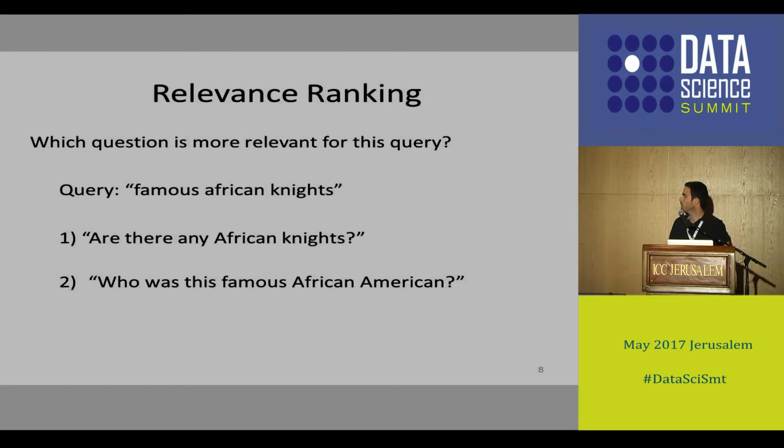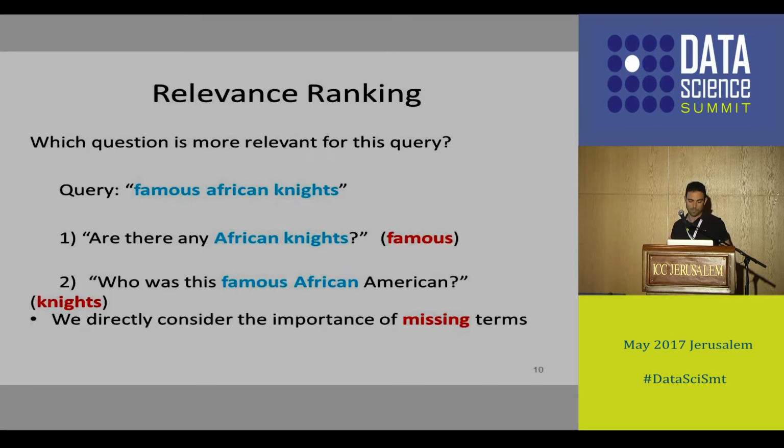And here's another example. Which of the two questions seems more relevant to the query "famous African night"? Both questions match 2 out of the 3 query terms. However, each of them is missing one term. The first one is missing the word "famous", while the second one is missing the term "night", which seems more important for this query, and thus the second title is likely less relevant. And similarly to the excessive terms, we also try to directly consider the importance of such missing terms in the ranking.